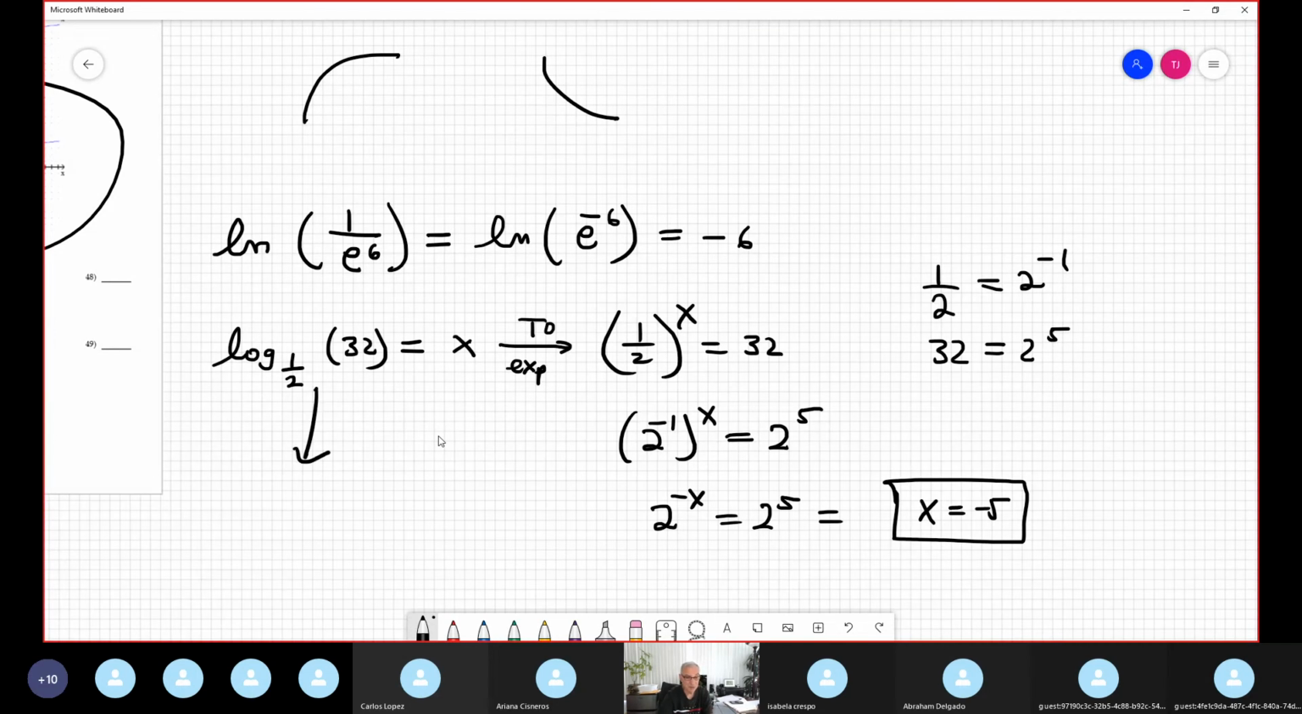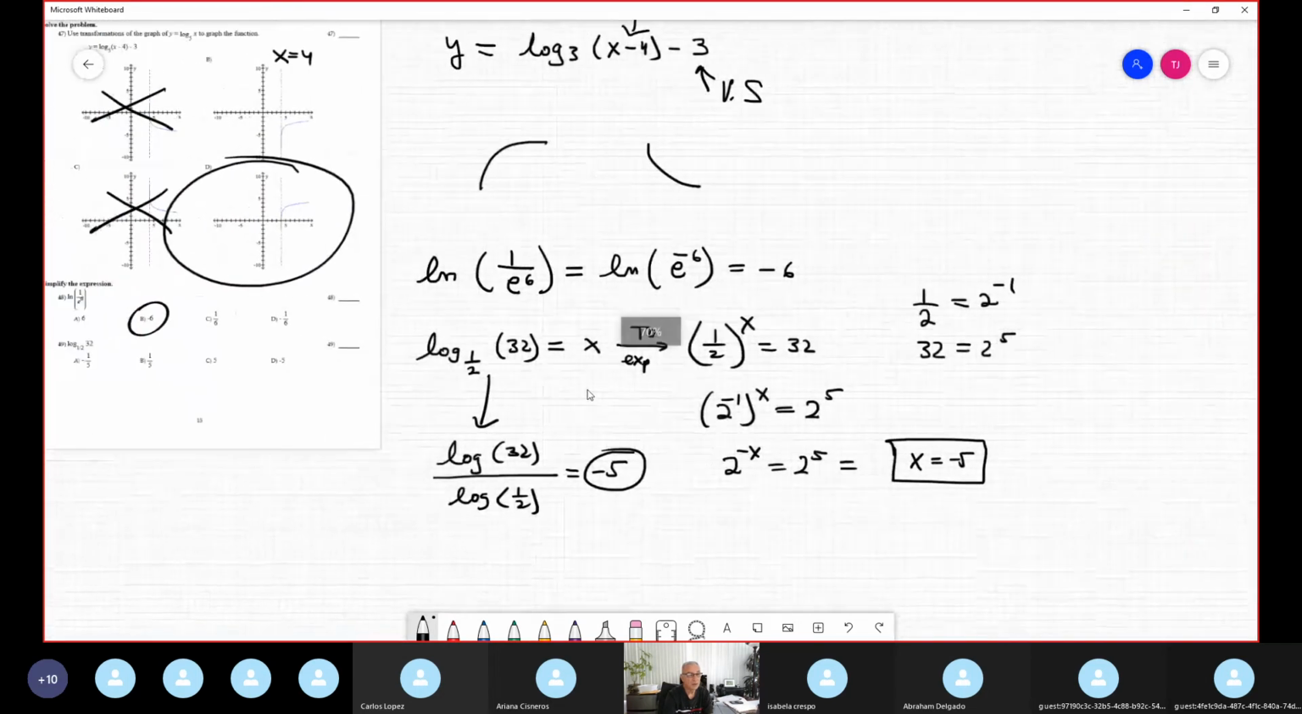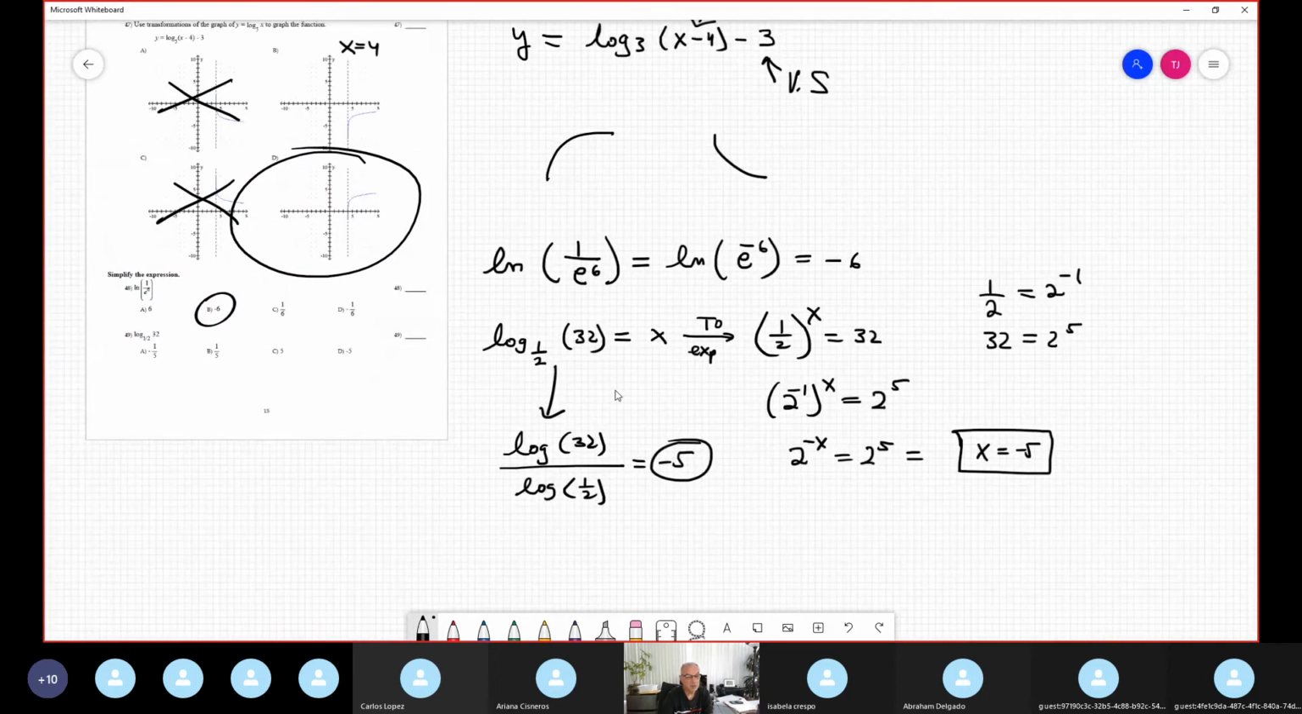Another possibility is using the famous change of base formula. You compute the logarithm of base 32. Of course, that logarithm is in the calculator. And logarithm of 1/2. And you get actually directly negative 5. Clear or confused? Negative 5. Clear or confused? Clear.